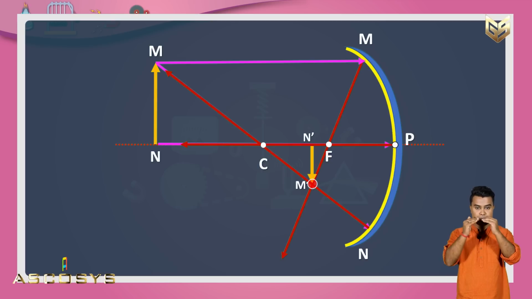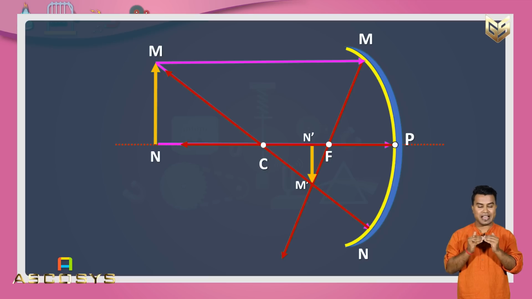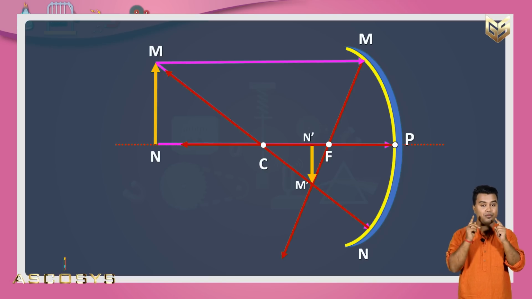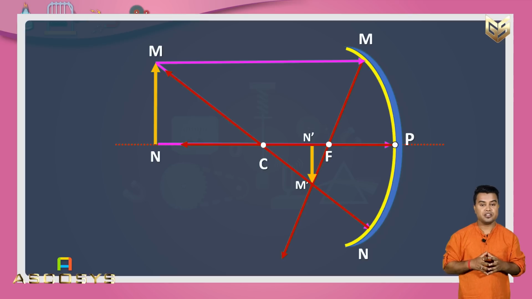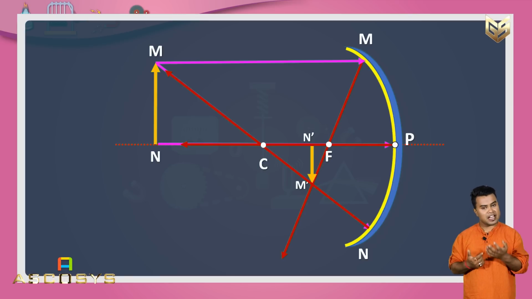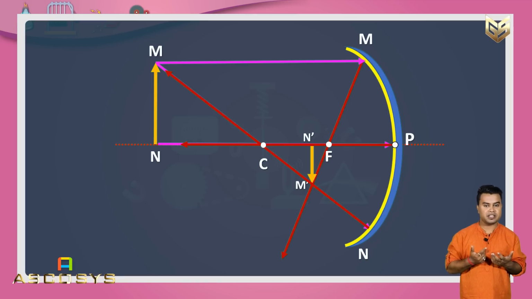If the intersection is below the principal axis, remember, in case of concave mirror, then your image formed will be real and inverted. So, the nature of the image will be real and inverted, and for the size you have to compare with the object, it is diminished as compared to the object size.